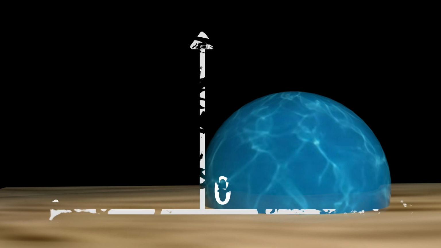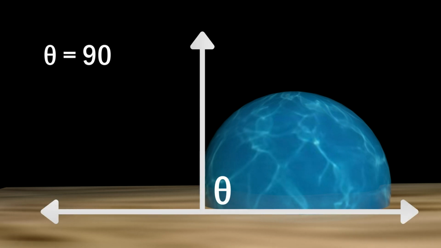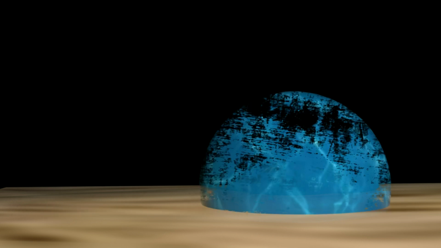Third range, theta is equal to 90. This is the case where the ability of both fluids to adhere to the solid surface is equal. Hence, the solid surface is called intermediate wet.